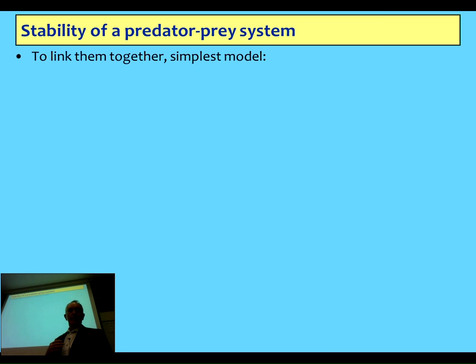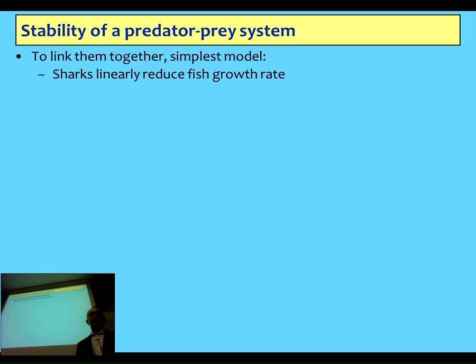So, to link them together, the simplest argument you can make is that the sharks being around linearly reduces the growth rate of fish. That's the simplest possible assumption you can make. It'll be more complex in the real world. In fact, this model was first invented, I think actually during the First World War, by an Italian mathematician and an Italian biologist, because the biologist was recording the number of fish being caught in a seaport, a statistical study. Why is it so hard to say the word statistics? A statistical study. I need another coffee.